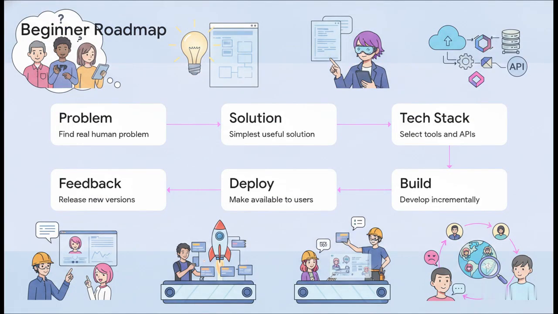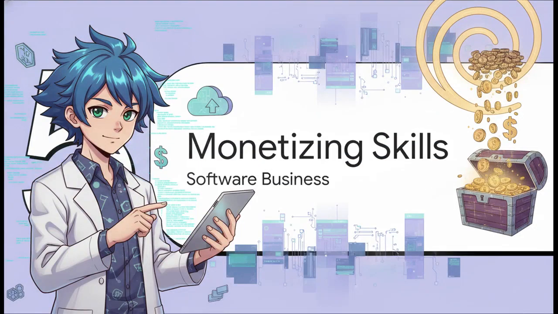So here is your timeless professional playbook. Step 1, identify a real human problem. Step 2, define the simplest possible solution. Only at step 3 do you choose your tech stack. Step 4, you design and build it incrementally. Step 5, you rigorously test it and deploy it to the world. And step 6, you actively collect user feedback to improve it. Whatever you do, never build in a vacuum. Build for people.